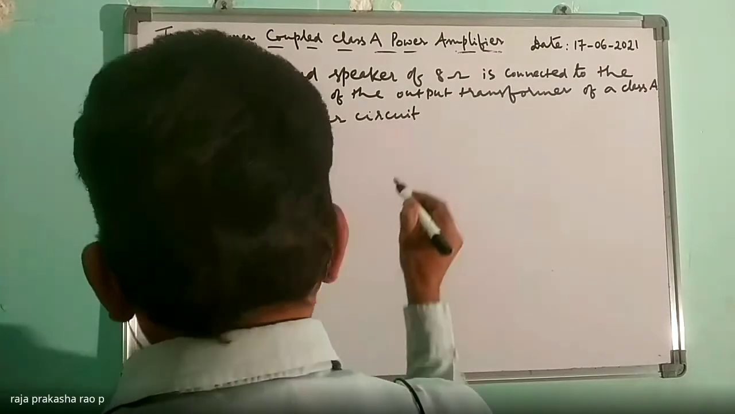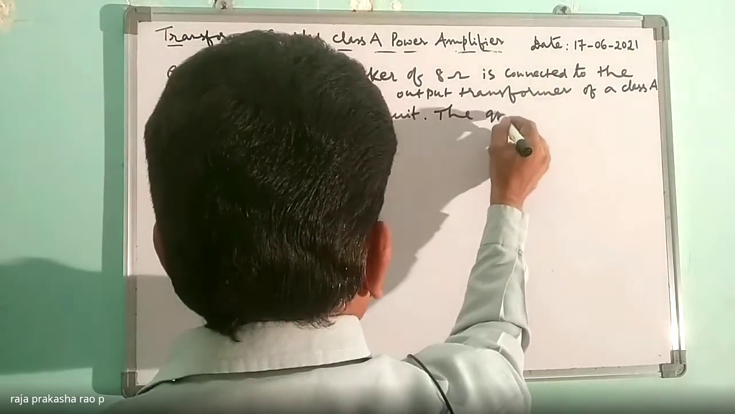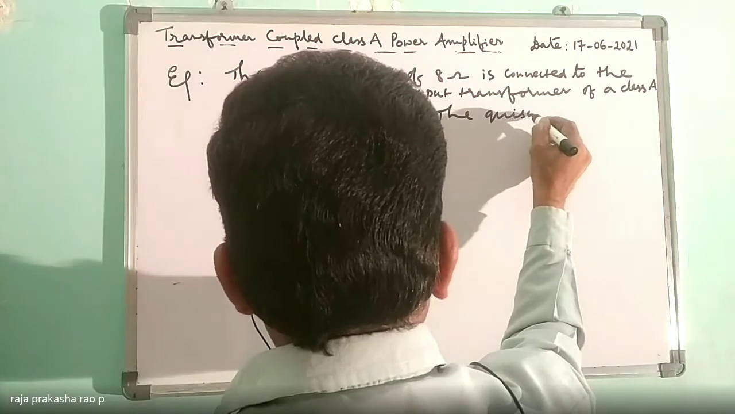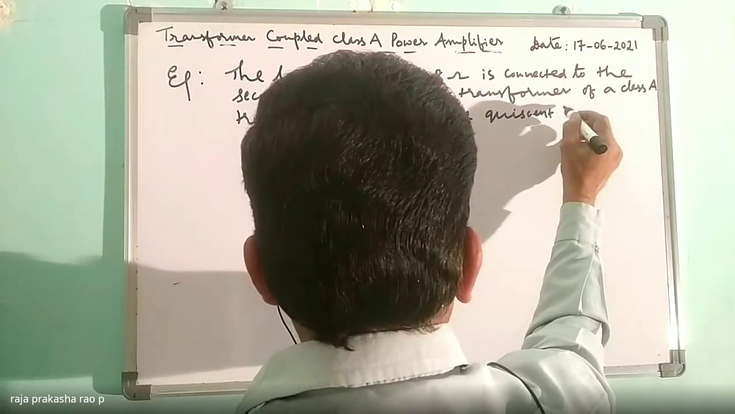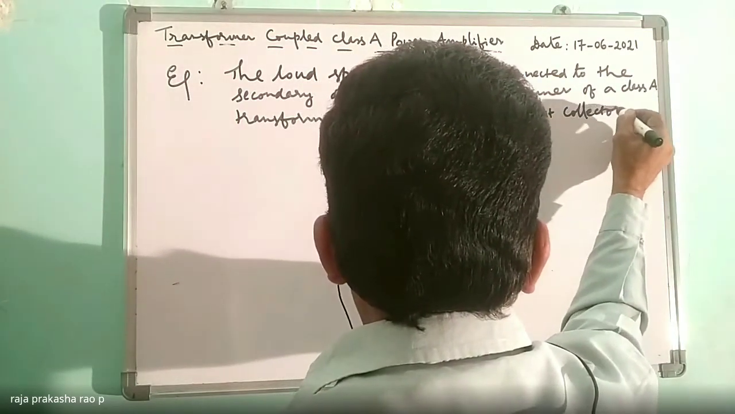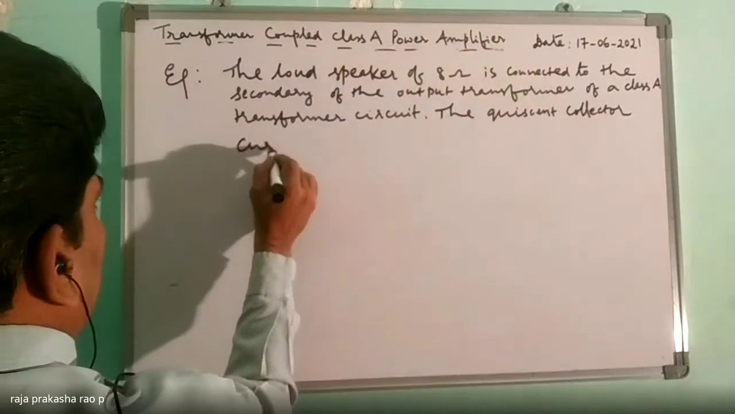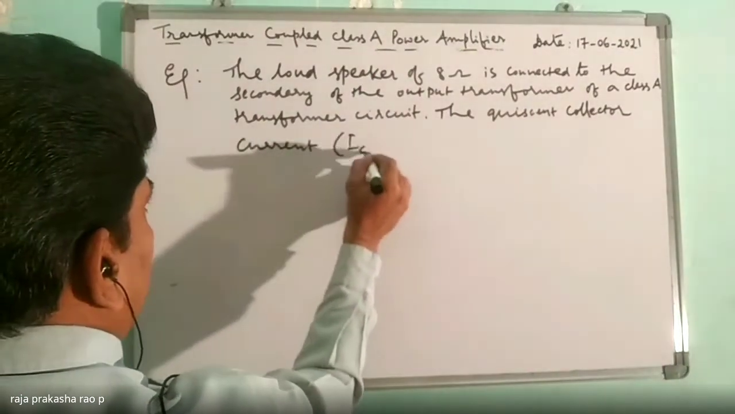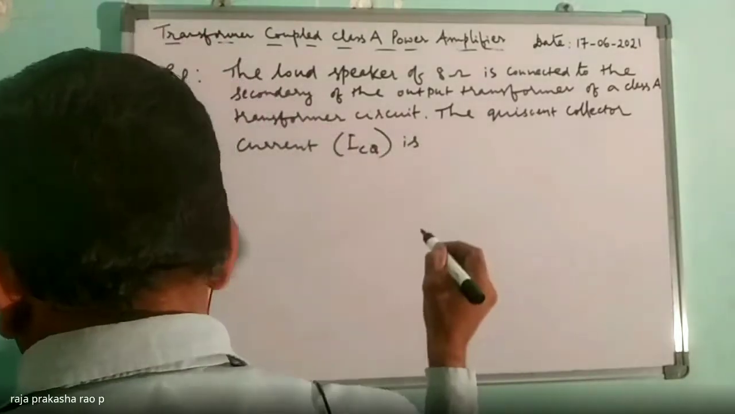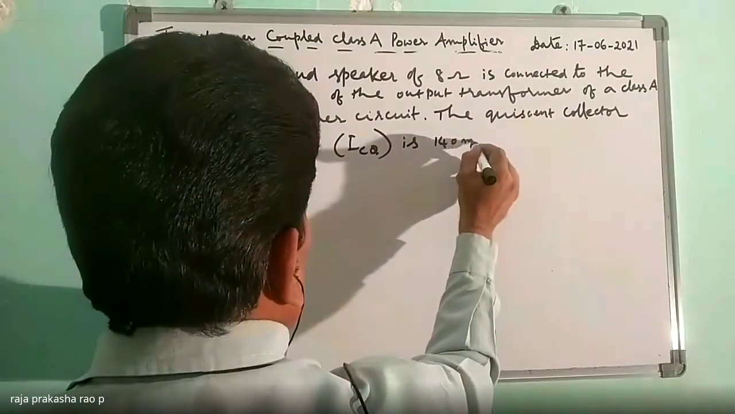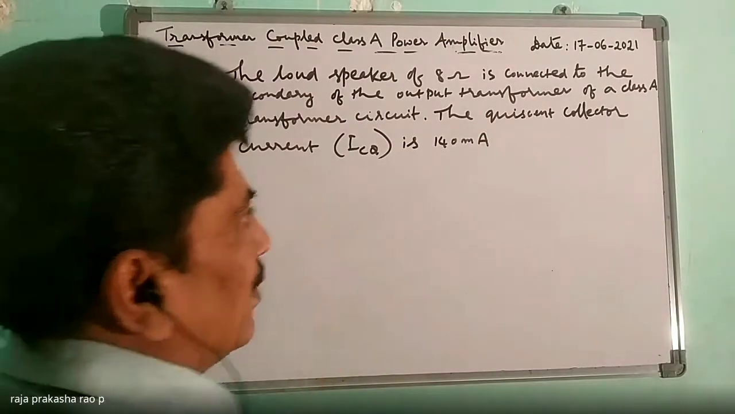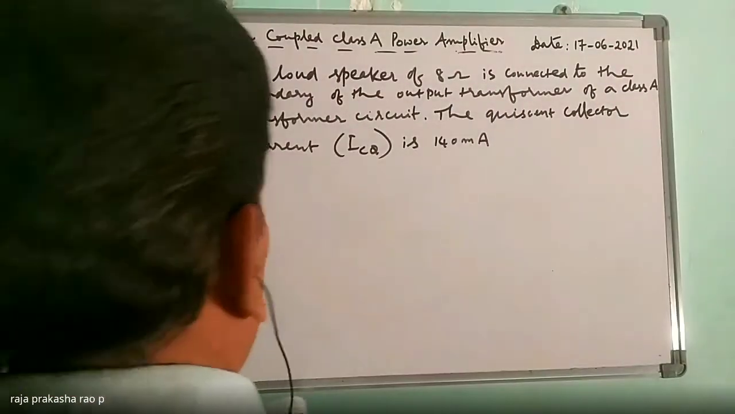The quiescent collector current, that is ICQ. Quiescent current is 140 milliamps. For input power, we can use VCC into ICQ, that is input power.